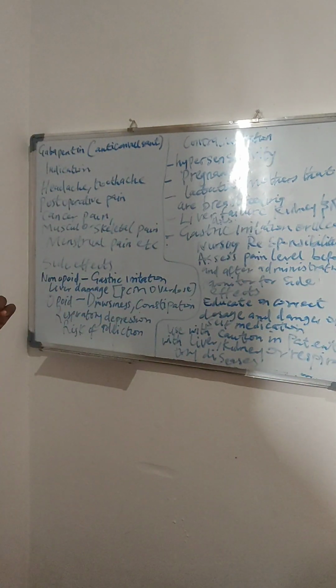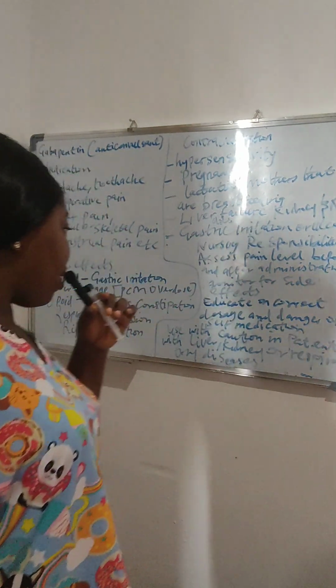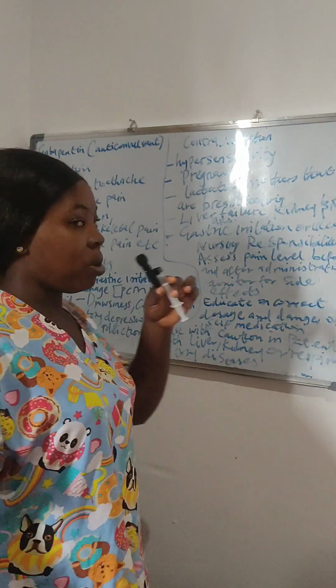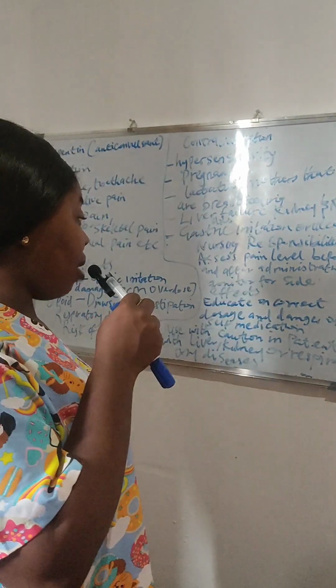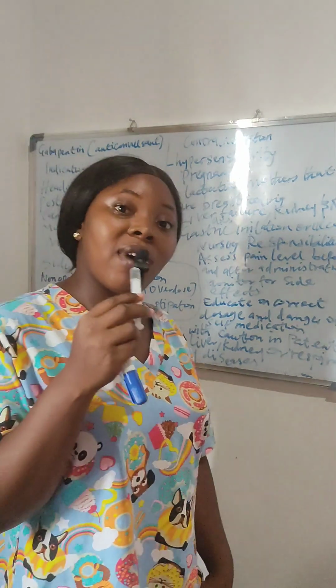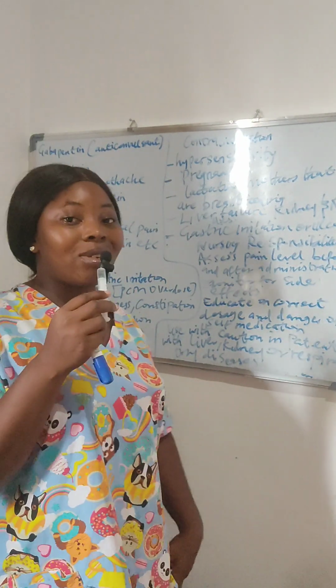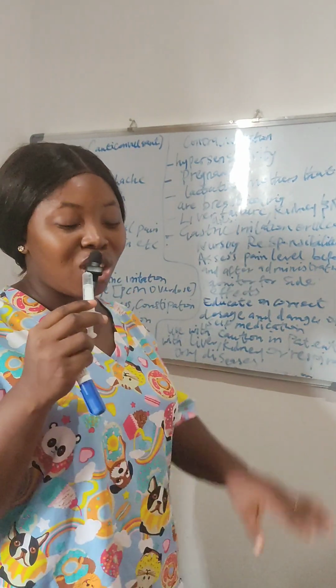So use with caution in patients with liver, kidney, or respiratory diseases. That is, you reduce the dosage. If it is a must that you use this drug in people with liver, kidney, or respiratory disease, you have to use a lower dose.